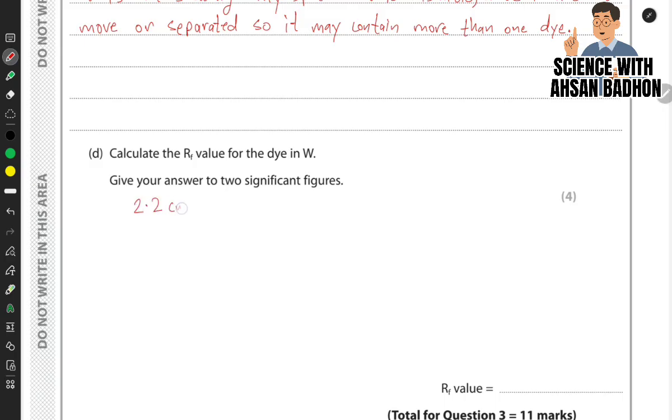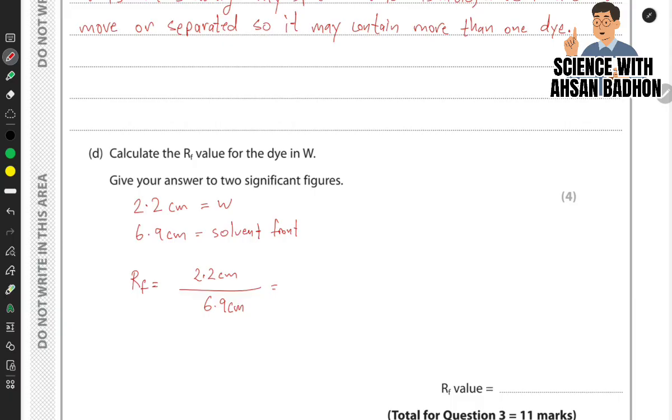2.2 centimeter for the length of W, and the total height would be 6.9 centimeter for the solvent front height. So we can divide them up to get the RF value. So RF value can be given by the height rose by the dye, which is 2.2 cm, and the total height rose by the solvent, which can be given by 6.9 cm.